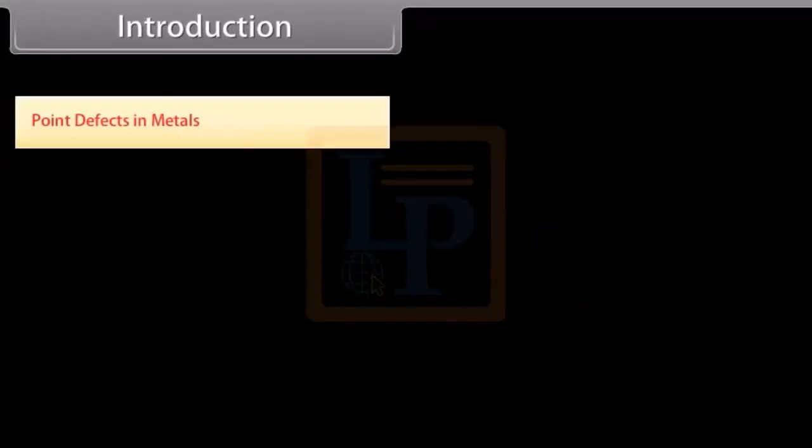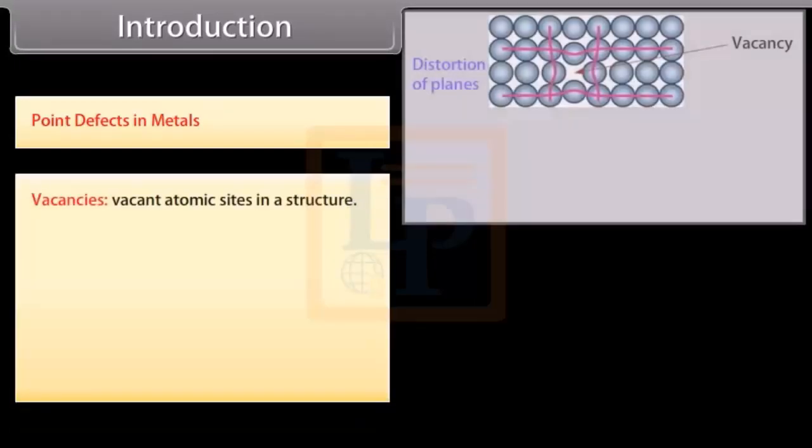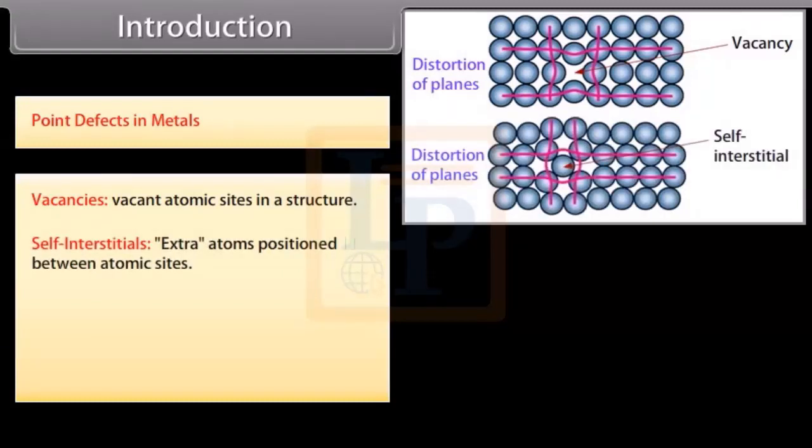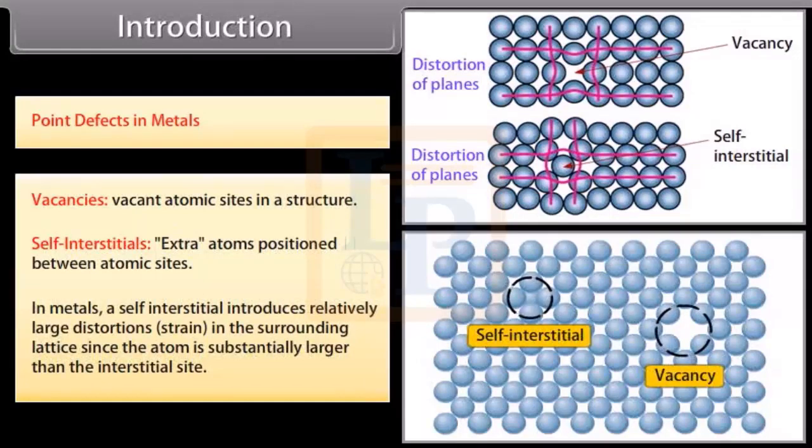Point defects in metals. Vacancies. Vacant atomic sites in a structure. Self-interstitials. Extra atoms positioned between atomic sites. In metals, a self-interstitial introduces relatively large distortions, strain in the surrounding lattice, since the atom is substantially larger than the interstitial site.